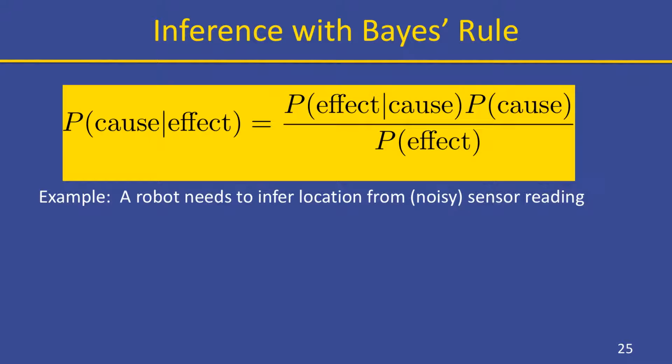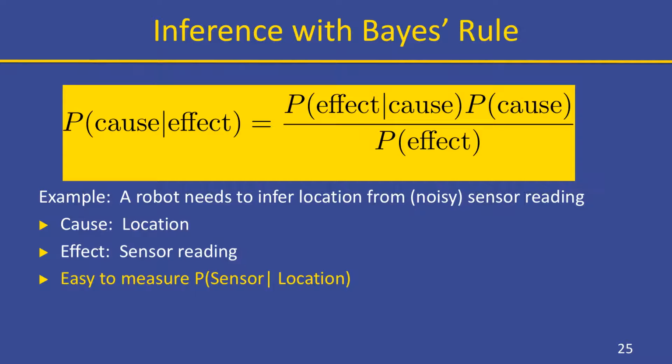So for example, a robot needs to infer its location from some noisy sensor reading. The cause here is the location of the robot. The effect is the sensor reading. It's easy to measure the distribution of the sensor given the location. We can simply place the robot at different locations and take measurements. We can then compute the distribution of a location based on a given sensor reading with the help of Bayes' rule.